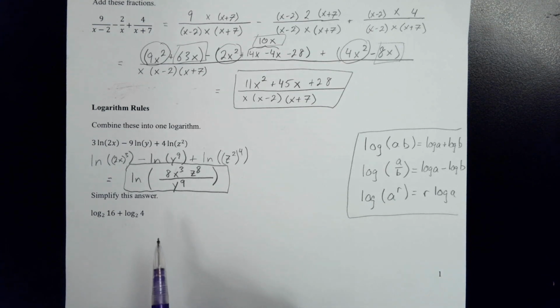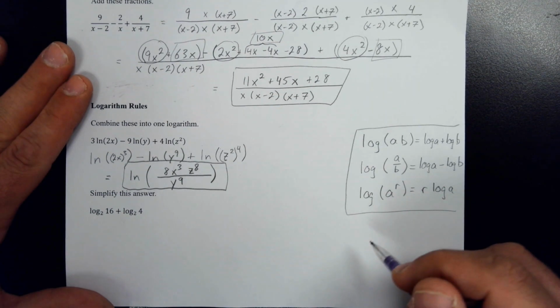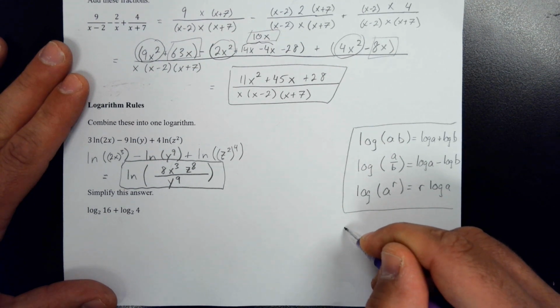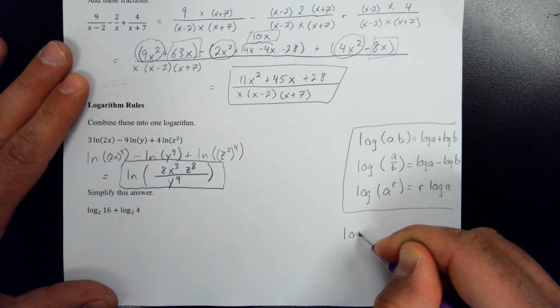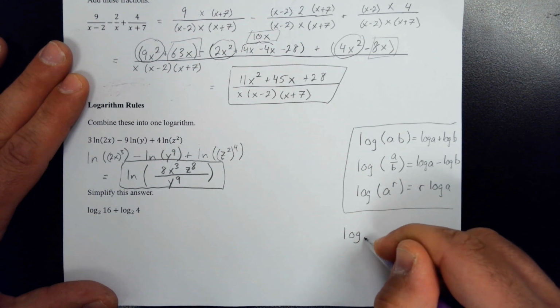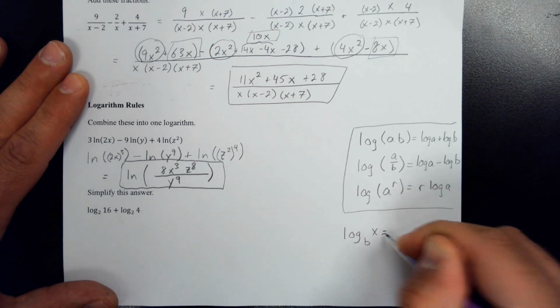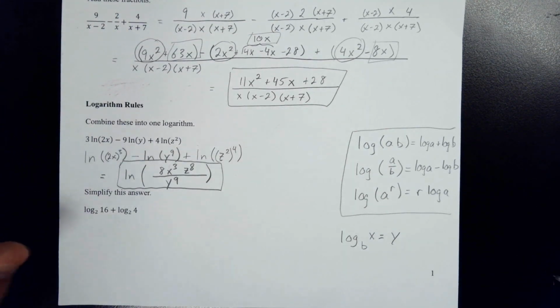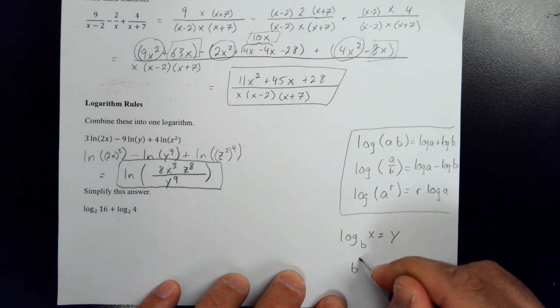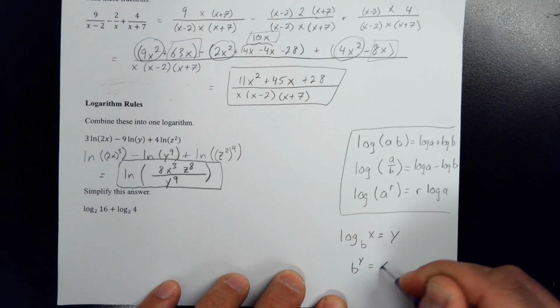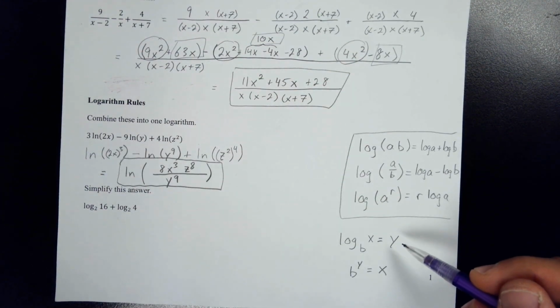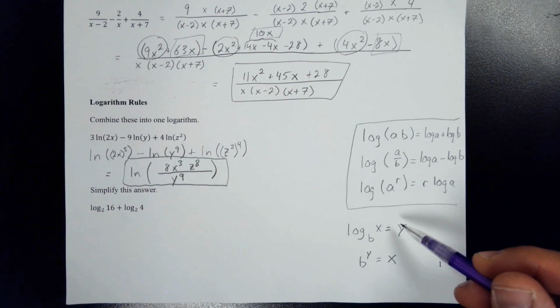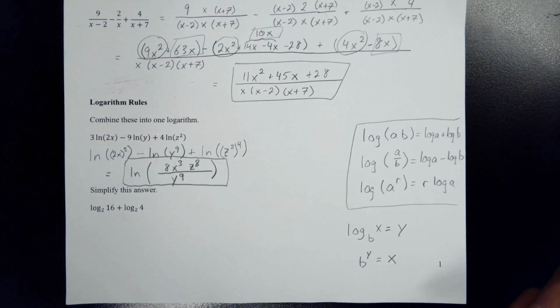Here they say, let's simplify the answer. Well, here this is log base 2. So just as a reminder of another rule with logarithms, if I say log base b of x equals y, I can rewrite that to b to the y equals x. That logarithm formula and that exponential formula say the same thing. Those two equations say the exact same thing.